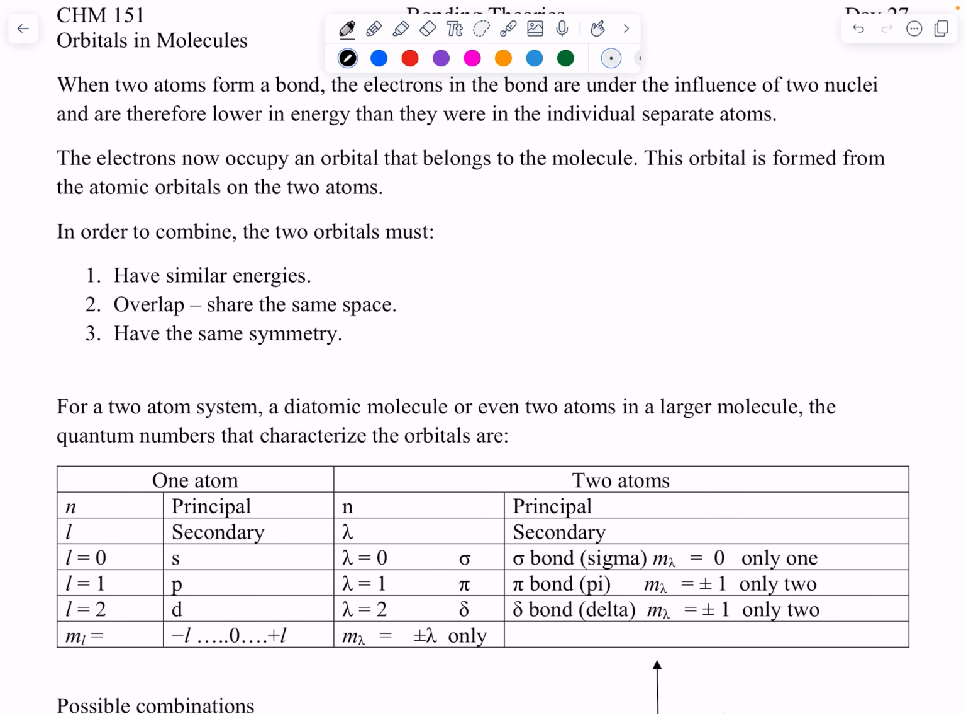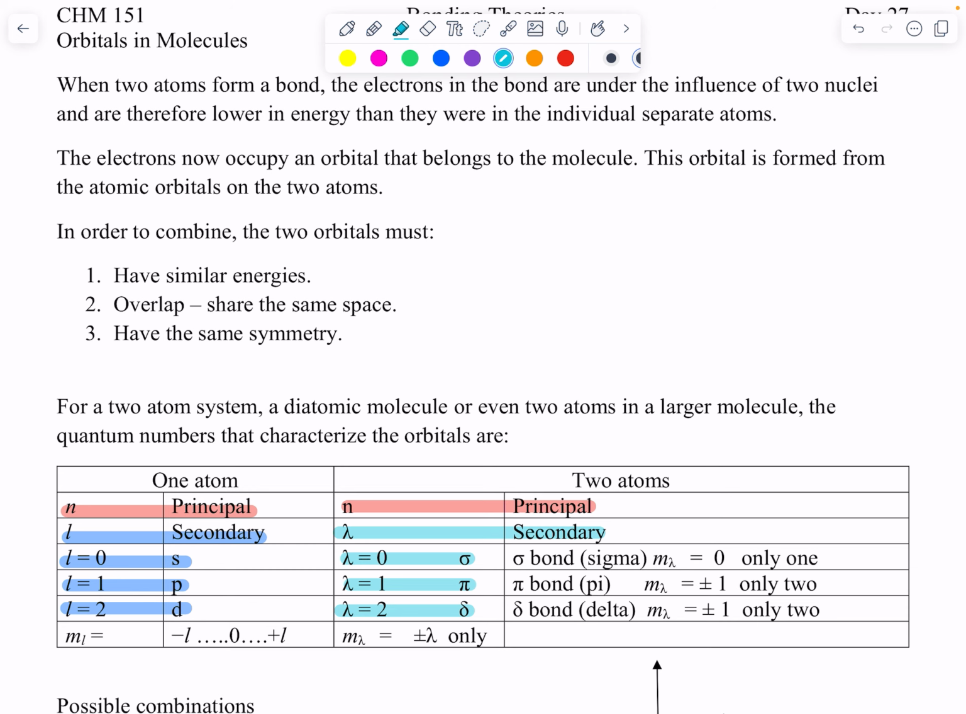So we still have the principal quantum number and the principal quantum number, right? The secondary for one atom versus the secondary for two atoms. It's still an L, but they use lambda, right? And so it goes from s, p, d to sigma, pi, delta, all right?